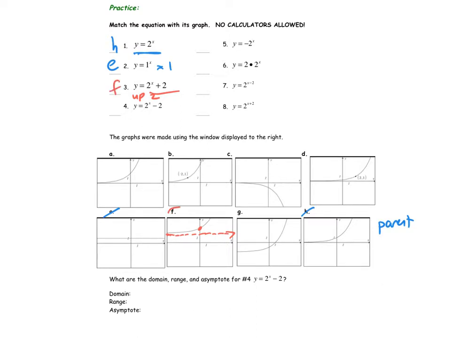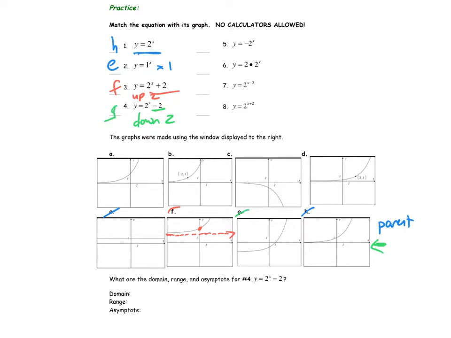The next graph, we have 2 to the x minus 2. The minus 2 means it's going down 2 relative to the parent. So if a graph is going down 2 relative to our parent function, this is our parent function here, then instead of through 0, 1, it should go through 0, negative 1, still being growth. And if I look at my graphs, the only one that goes through 0, negative 1 is G.